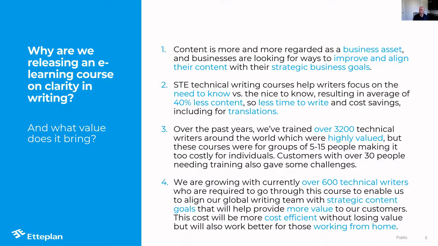Less time to write, cost savings, including for translations. I mentioned already that over the past years, we've trained over 3,200 people. But the groups that we trained were usually between 5 and 15 people, making it too costly for individuals, if you wanted to buy this course individually online, or for companies that would have more than 30 people, you would face some challenges because we would need to have training classes going back to back in order to get everyone trained. We would also be able to give trainer courses, but by doing an e-learning course, this would definitely solve that challenge.